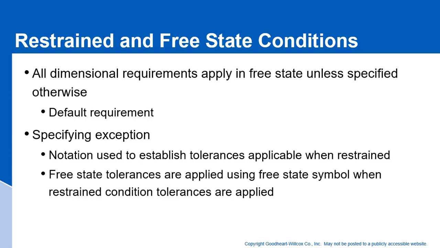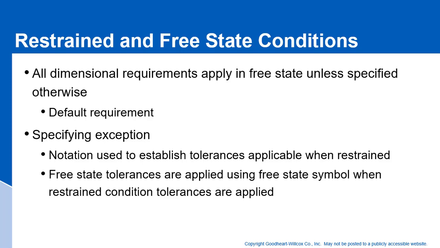Unless specified otherwise. Okay, so this is kind of new for GD&T 2018. It is assumed that you take your part, you manufacture your part, and you set it down on an inspection table, and all of the dimensions that you see on the drawing by default have to apply with that part just sitting there in its free state.